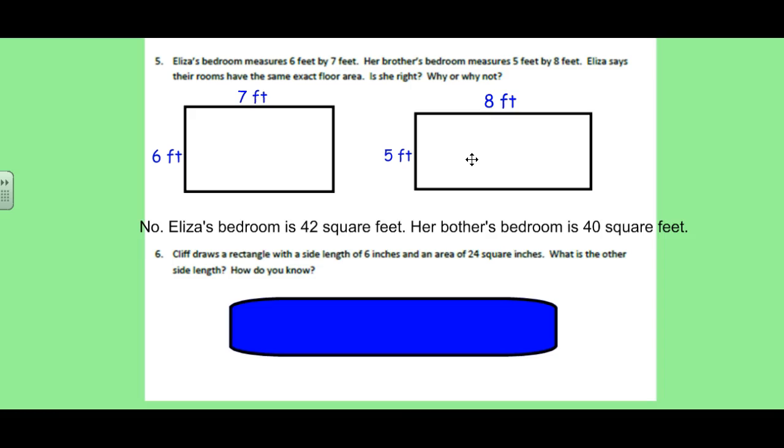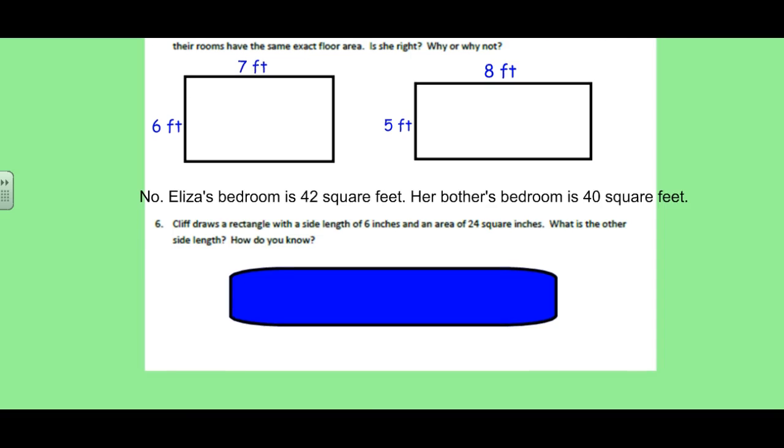No, she's not right, because Eliza's bedroom is 42 square feet and her brother's bedroom is 40 square feet. And that tells me why, because she said that they're the exact same, but they're not, because hers is 42 and her brother's is 40, and that's all you had to use in your explanation to tell me why or why not she was not correct. Okay, so if you need to correct anything, make sure you do that before you move on to number 6.